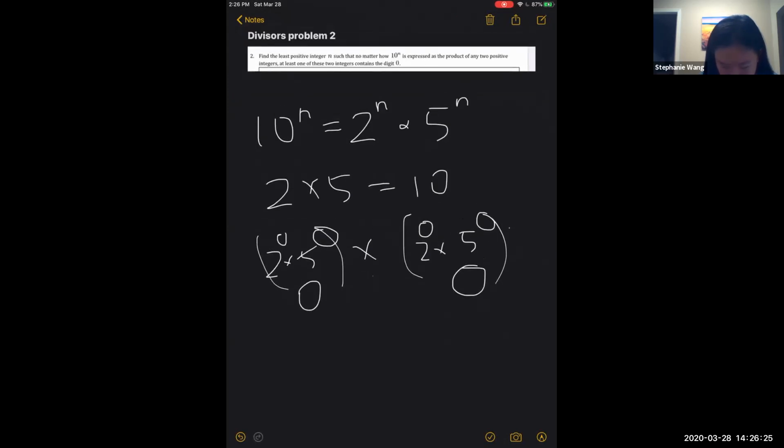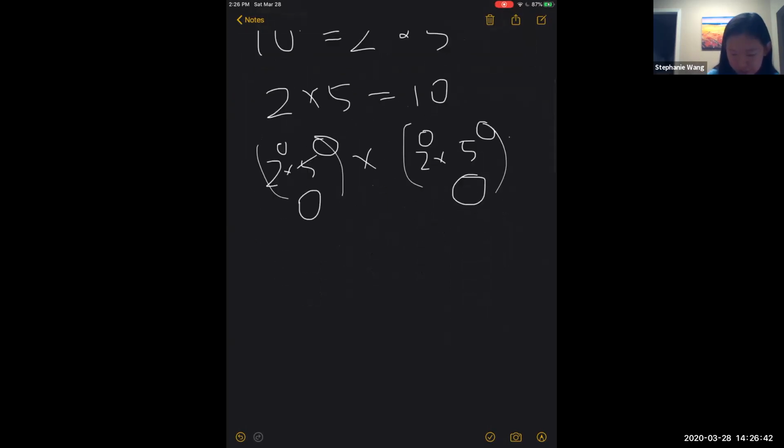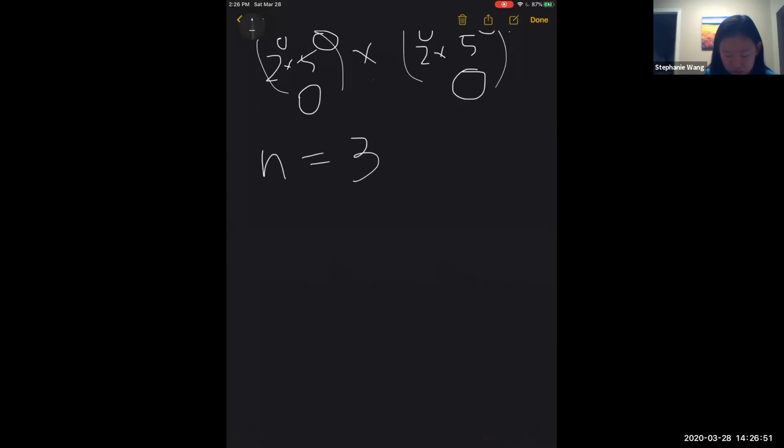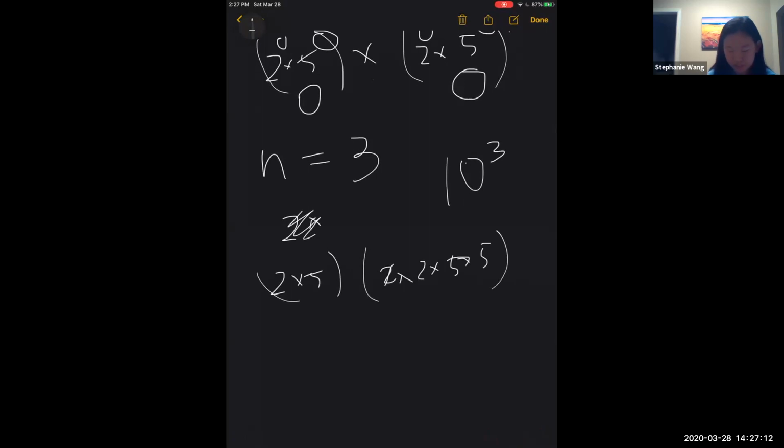One, wait, hold on. So let's just pretend that n is going to be like 3. Then if n is 3, we want to find some way to multiply 2 numbers together to get 10 to the power of 3. If we split it as 2 times 5 times 2 times 2 times 5 times 5, obviously there will be a 0 here and a 0 here, but another way that we can split it would be 2 cubed times 5 cubed, which is 8 times 125, and none of these have a 0 in them, which means that 3 would not be the answer.